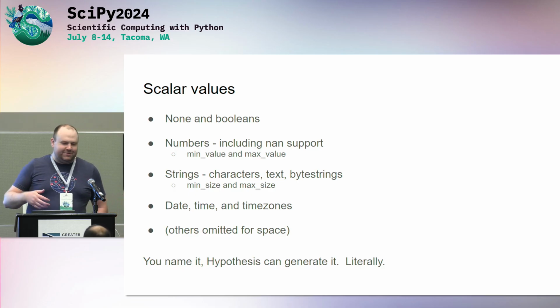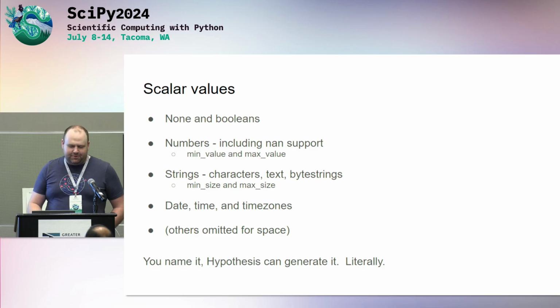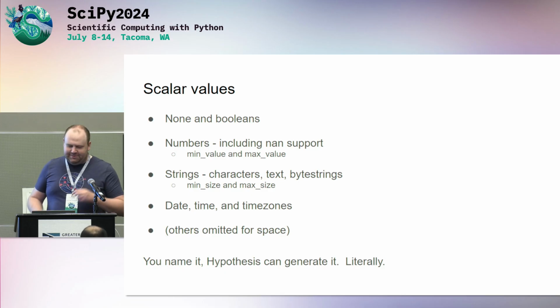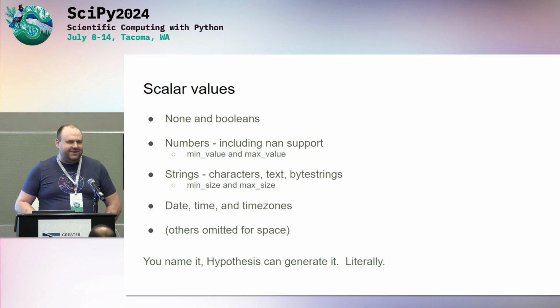You can generate None, True, False, numbers of all kinds, strings, whether they're Unicode or byte strings, dates, times, time zones, timestamps, whatever else. There's a whole bunch of other stuff. You can look in the Hypothesis docs if you need it, or you can just use tab complete because editors are pretty good these days.